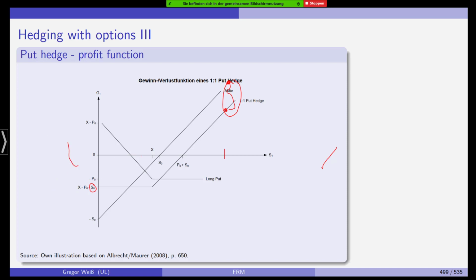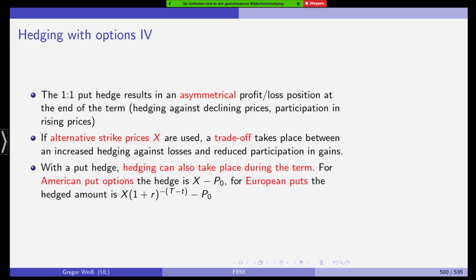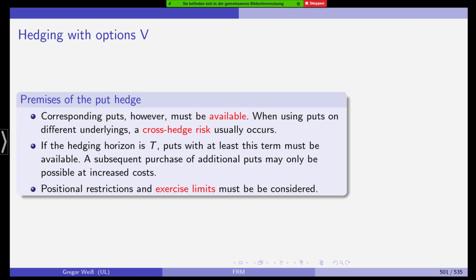Where's my cursor? Yes, in this region. So that's the price you have to pay. With a put hedge, hedging can also take place during the term. And for American put options, the hedge is X minus P0. For European puts, the hedged amount is not X minus P0, but X discounted minus P0. So you have to include this term for the discount factor, but it stays the same.